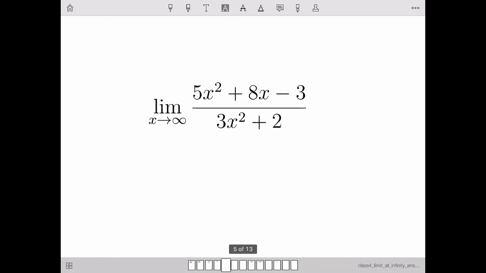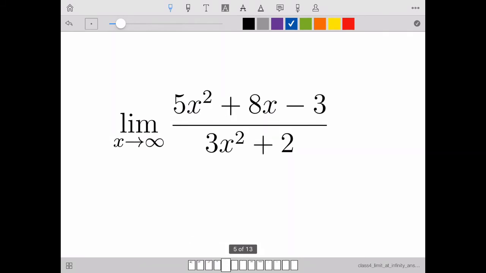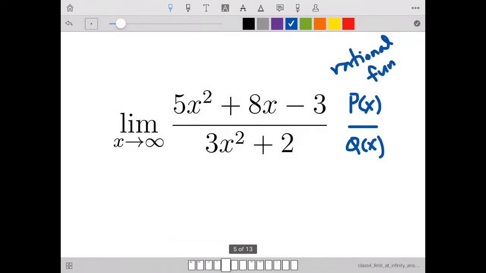C. Limit of... what kind of function is this? This is polynomial over polynomial. What was the name of such? Yeah, it's a rational function. Rational function.